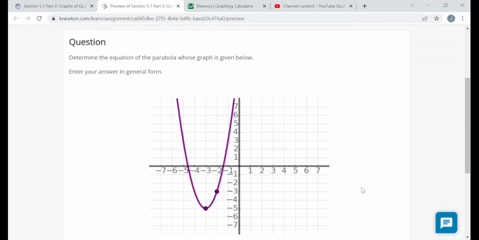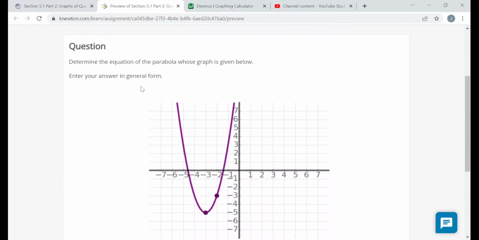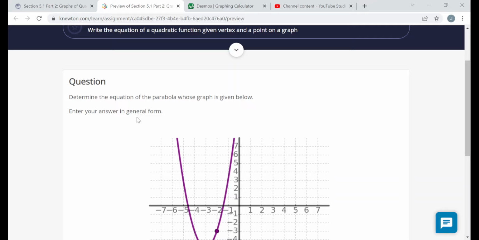Does it say, oh, I see. So it's giving me another chance here, right? I said it should be good, but it says enter your answer in general form. So I rushed that one. Please remember to read your instructions.